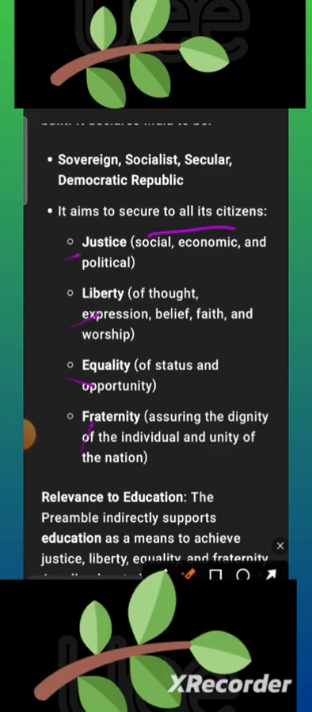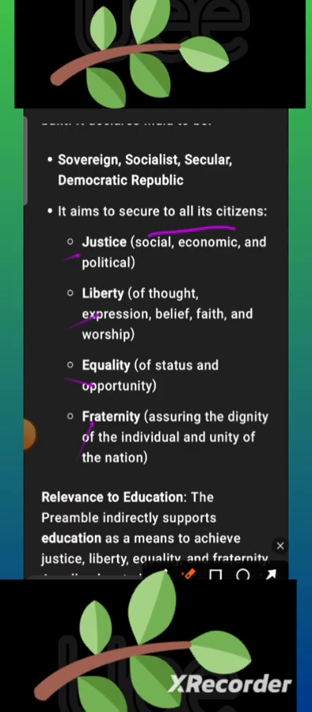Justice. Education helps promote social justice by empowering marginalized groups. Liberty. Education supports freedom of thought, expression, and belief. Equality. Through equal educational opportunities, the nation can reduce social and economic inequalities. Fraternity. Education helps in building national unity and mutual respect among diverse communities.